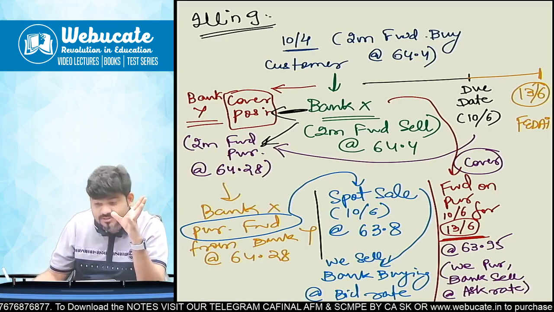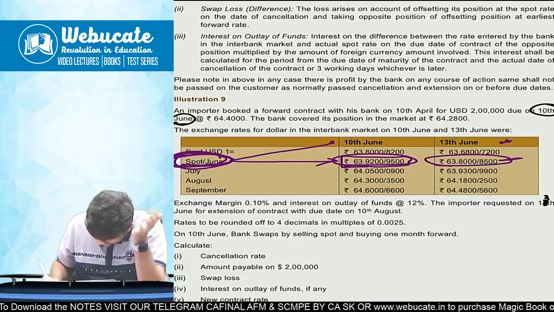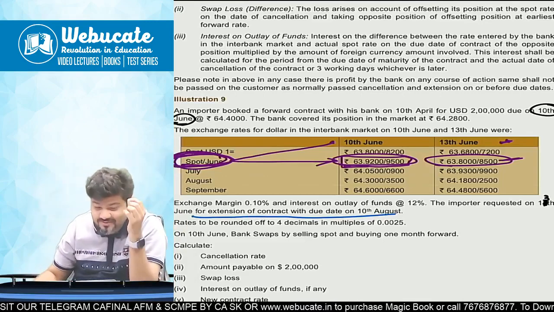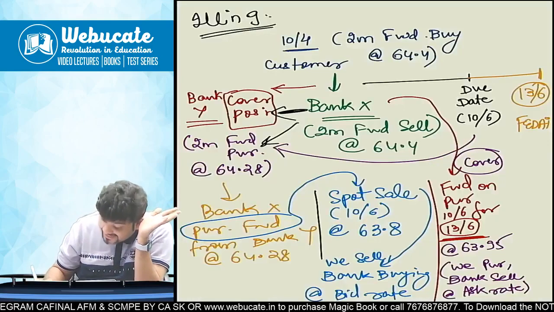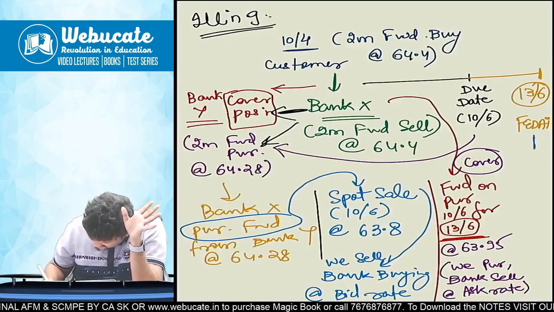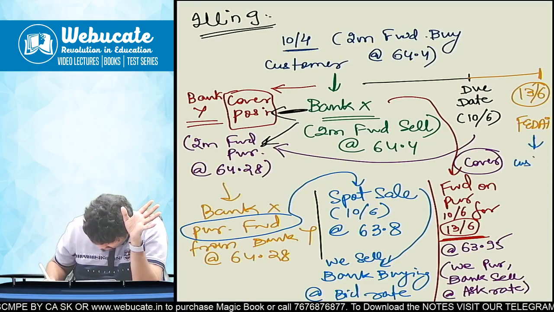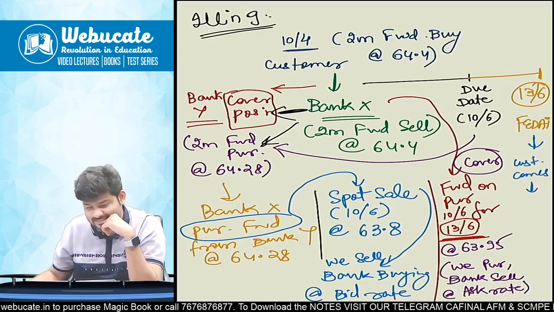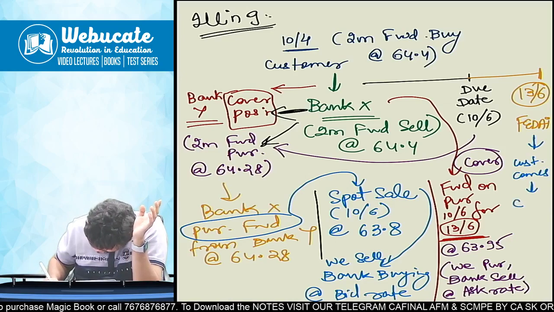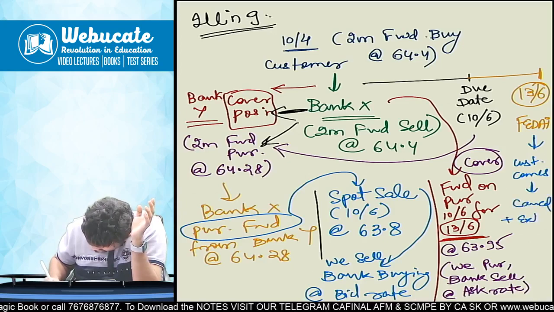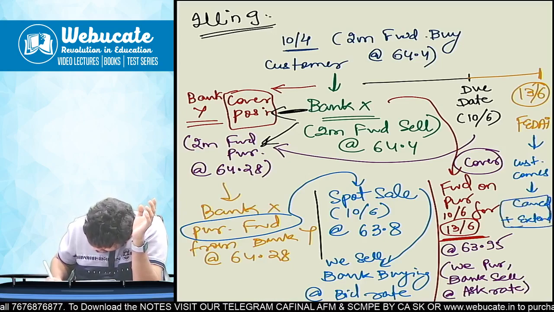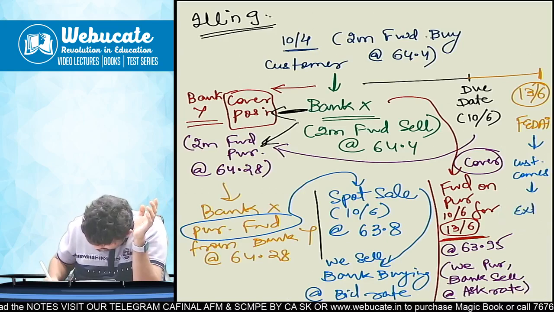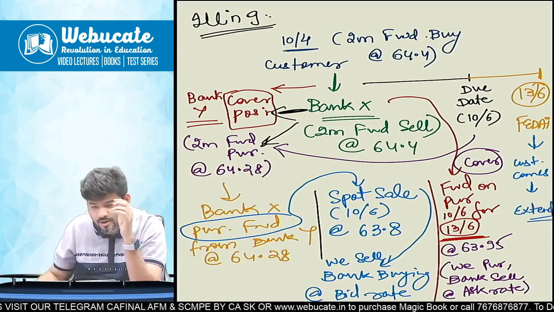Now that bugger comes on 13th June and asks for extension. Oh jeez. So now we will have to cancel and extend. Late extension, late cancellation. So now here, what is going to happen? Customer comes. Extension is going to happen. Cancel plus extend. So we'll just write down extension is going to happen. Oh, the diagram is complete.